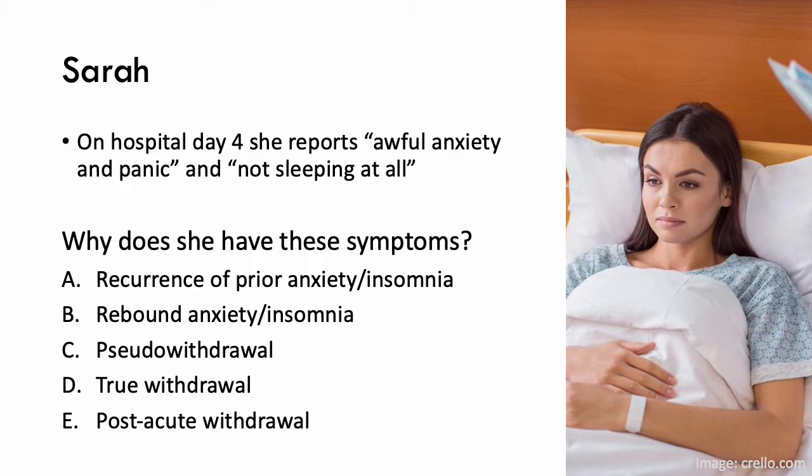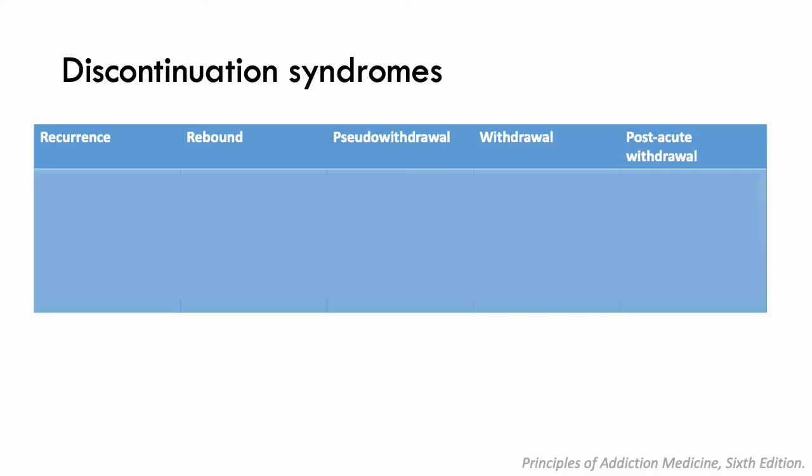So this really brings up the question of withdrawal syndromes, which can apply to many different types of substances, but are often particularly bothersome when patients discontinue sedative hypnotics. So let's review 5 types of discontinuation syndromes. First of all, there's recurrence. This is the reemergence of original symptoms after cessation, and then it persists after acute withdrawal.